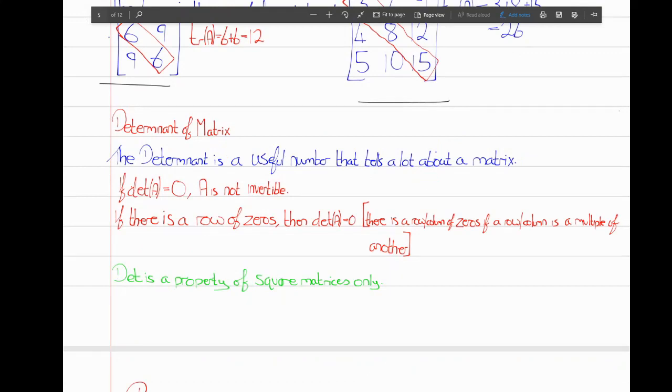So for example, if the determinant of a matrix A is 0, A is not going to be invertible. If we have a row of zeros in a matrix, then the determinant of A is going to be 0. It's a property of square matrices only, and we're going to discuss this down below.